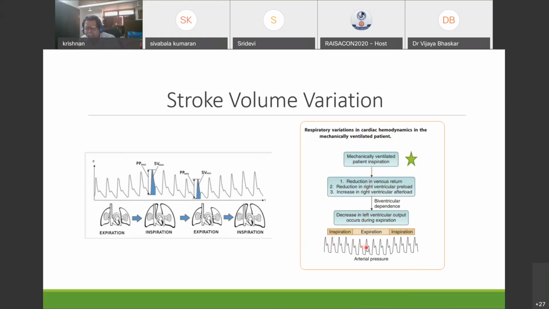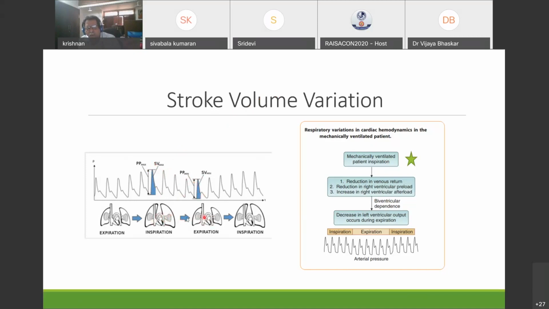During expiration, there is a drop in pressure. If you see the peaks, the rise in pressure and drop in pressure, and they find out the difference between the maximum and the minimum pressure, that is stroke volume variation. So stroke volume variation is nothing but the variation of stroke volume in different parts of the respiration.